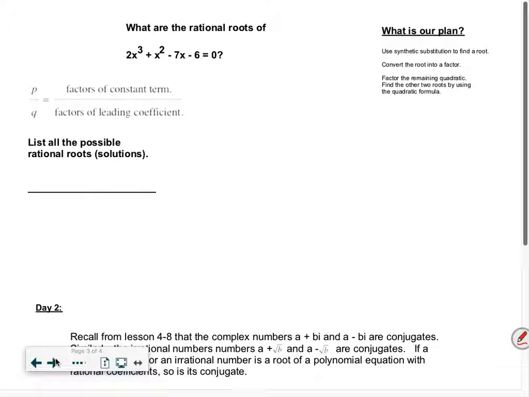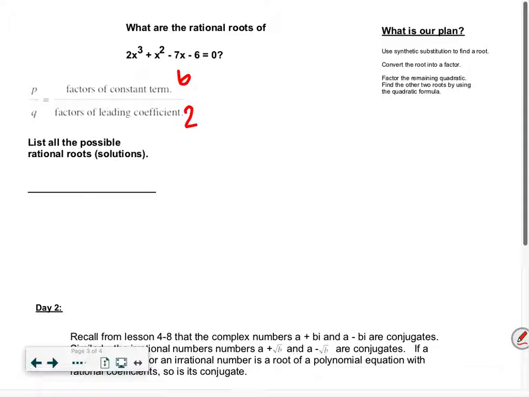Okay, I have 2x cubed plus x squared minus 7x minus 6. What is my constant? -6. I just leave it positive because you're going to write plus or minus anyway. You can write negative if you want, it doesn't really matter. My leading coefficient is what? 2. I need to find my factors of 6.